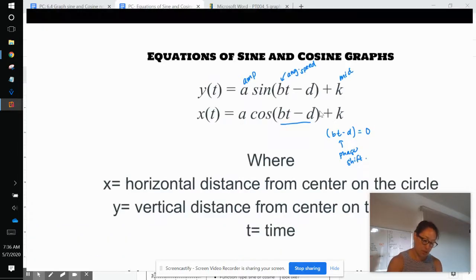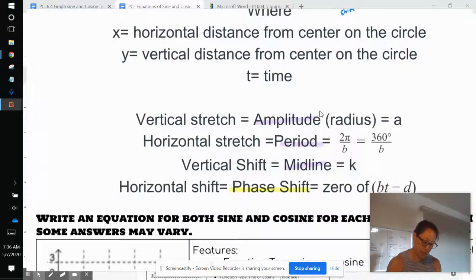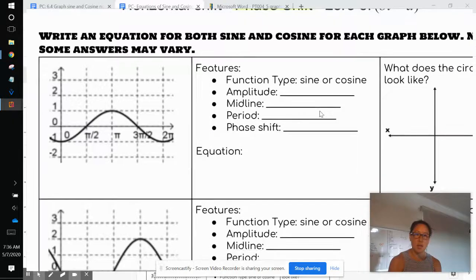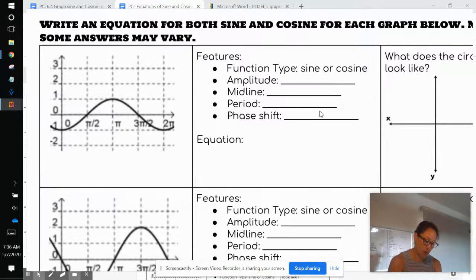Okay, so we're going to look at example number 1. I'm going to draw in my guidelines here. So I have the relative maximum at 1, relative minimum at -1, and I have my midline at 0. So I'm going to write that my midline, which I'll write as k, is equal to 0. My amplitude is A, so I'm going to graph up 1 from my midline and down 1 from my midline, so my A is 1.